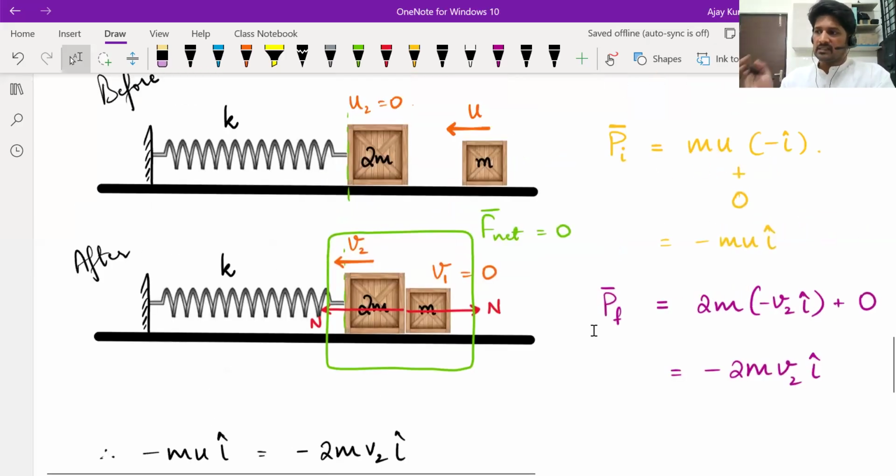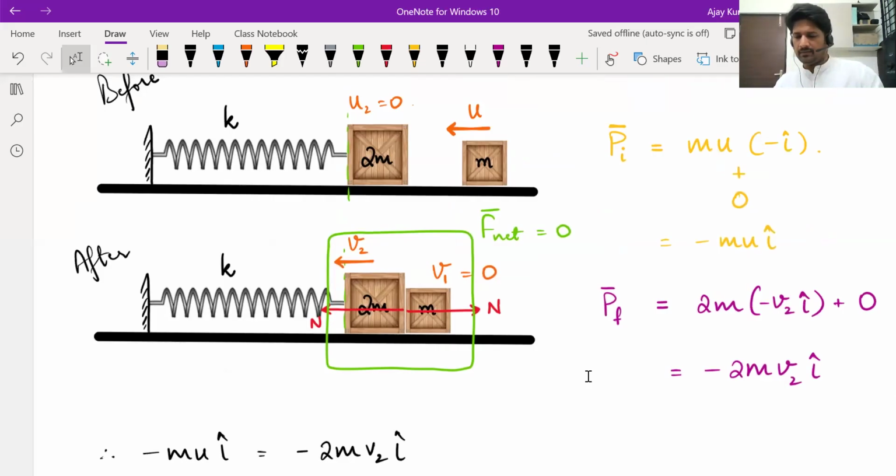Now let us try to answer the other question: whether m is transferring all its kinetic energy to 2m or not. Let's see that. Vanilla, tell me, how much is the initial kinetic energy of m?